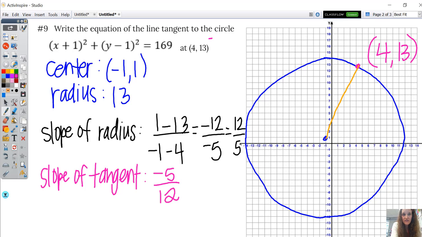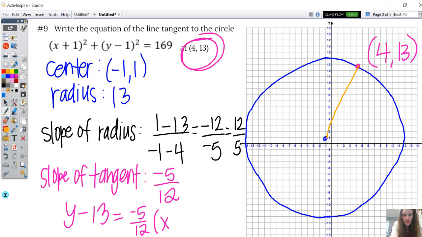And I know my tangent line has to go through (4, 13). So my equation will be y minus 13 equals -5 over 12 times (x minus 4). So it'll look-ish like that. Obviously, that's a rough sketch. But essentially, you find the slope of the radius using the center and the point of tangency, and whatever the slope of your radius is, the slope of your tangent line will be the opposite reciprocal of that radius's slope.